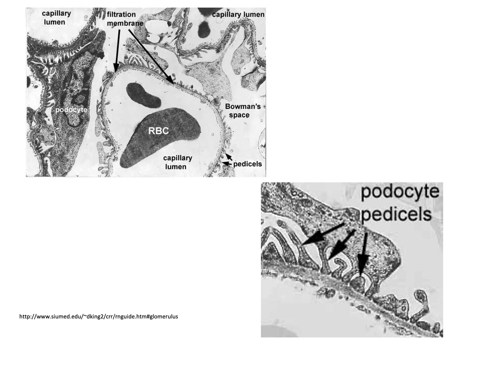Note the space in between and surrounding the pedestals. The only way for stuff to get into Bowman's capsular space, into the capsule itself, is to pass through the slit membrane and in between the pedestals.